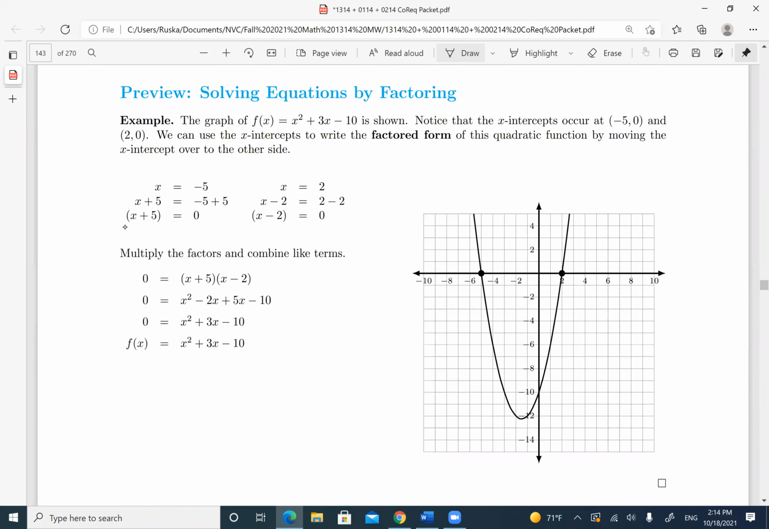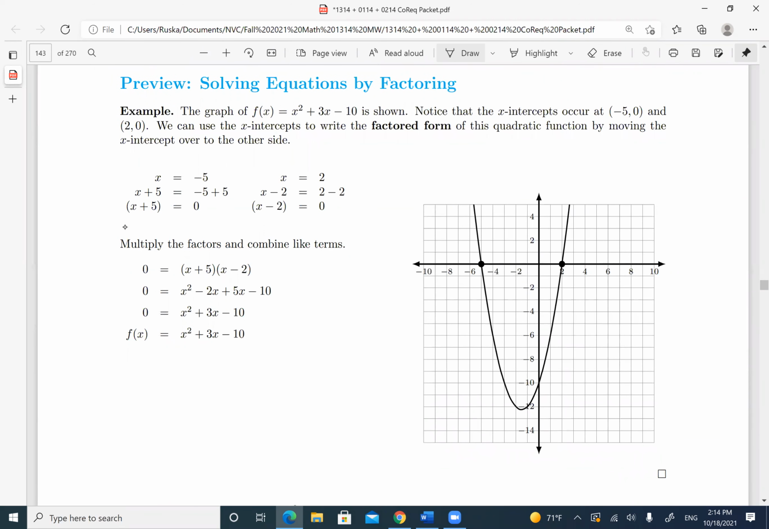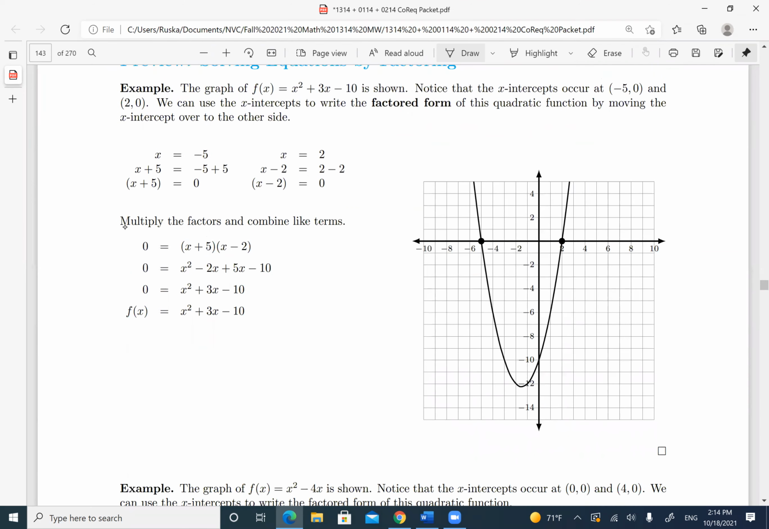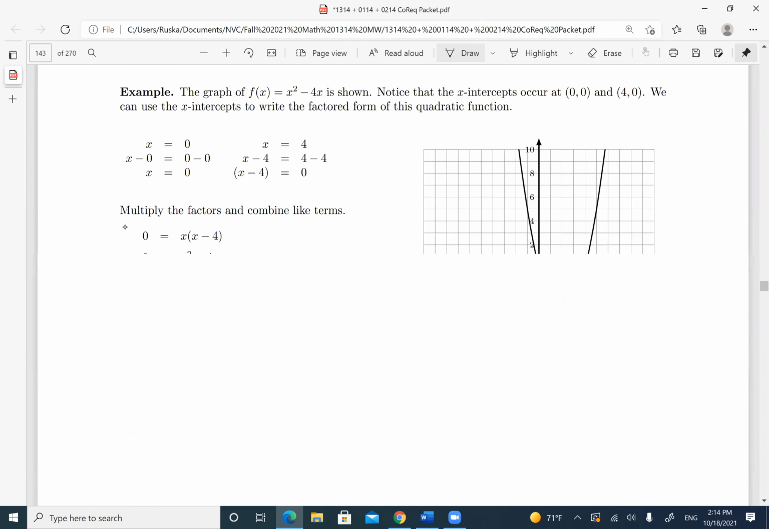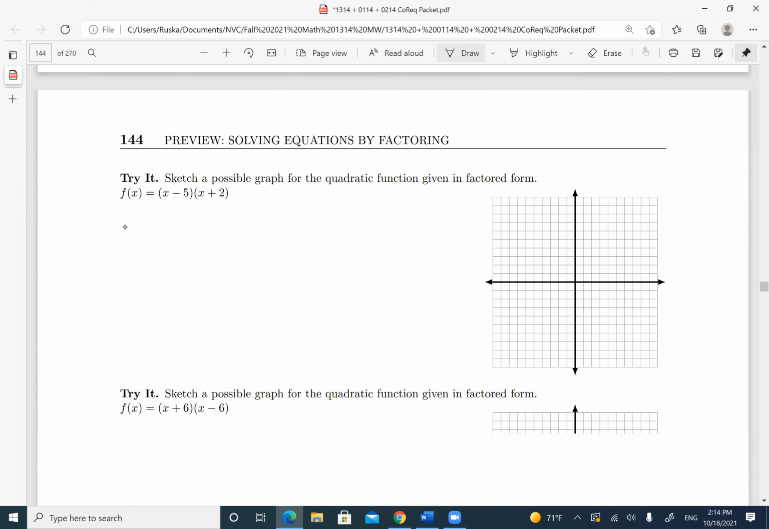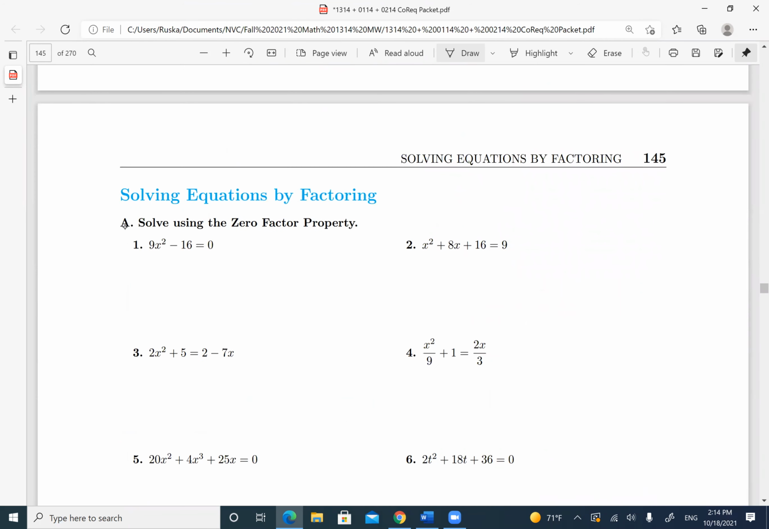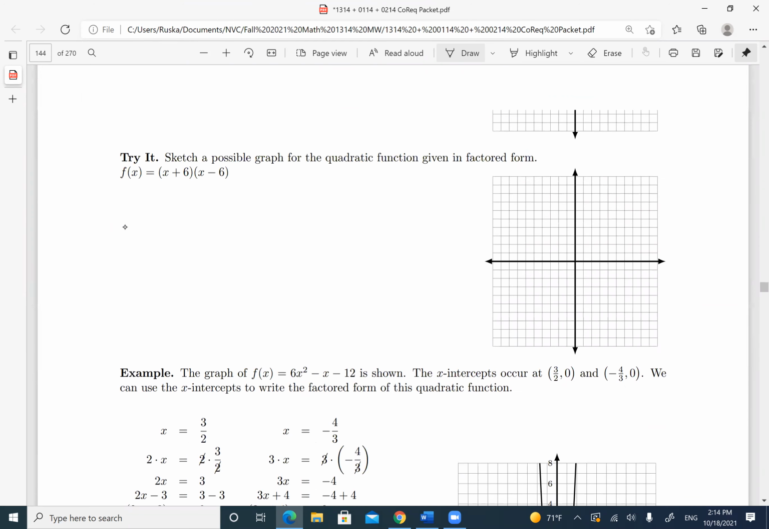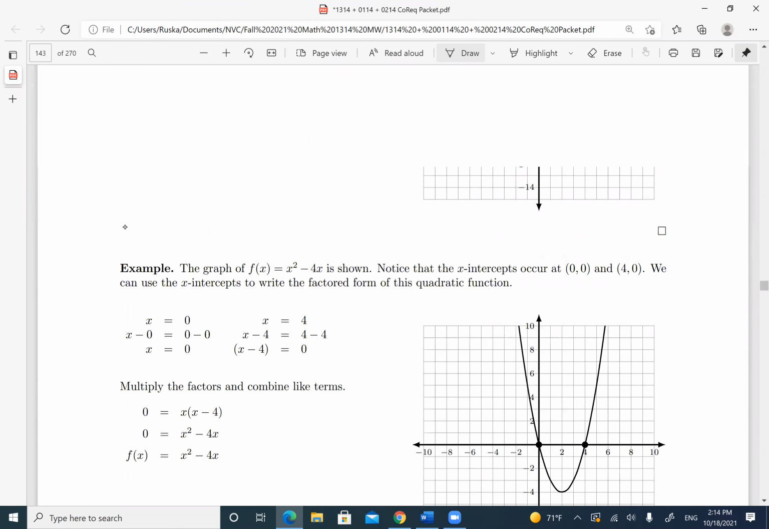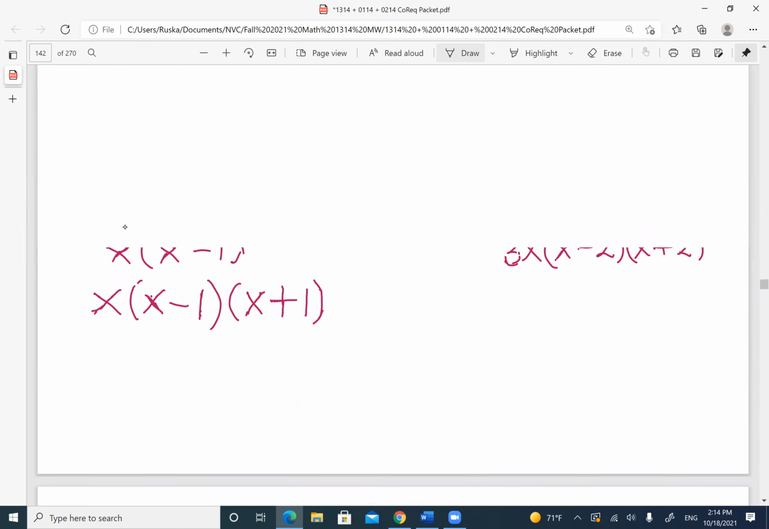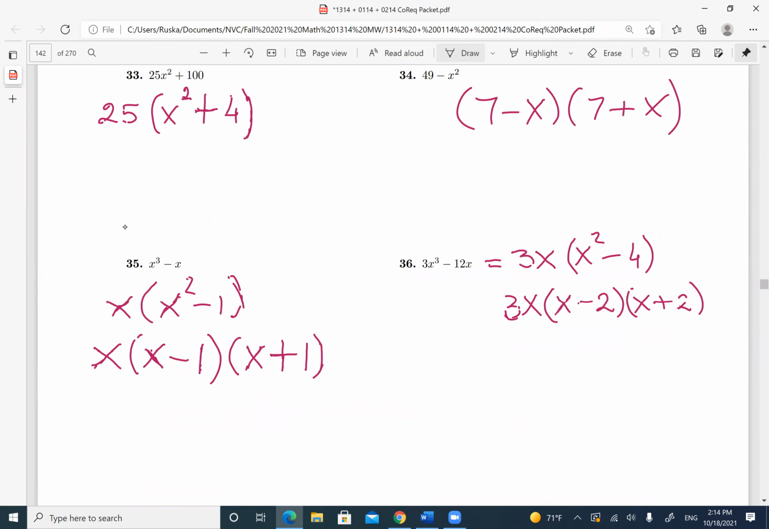And here we have the preview, solving equations by factoring. Let's do one or two and then... What was that, 36 again? ...then continue next time from there. I'm sorry, which one? 36? 30. There. Yes, here we go. Okay, let's see.